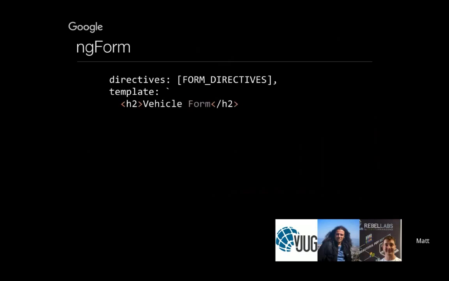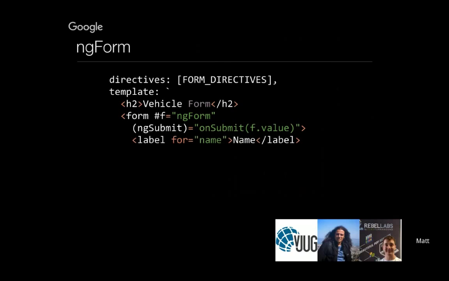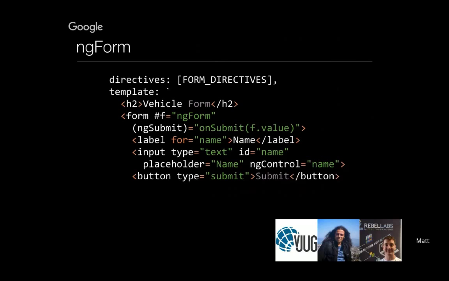An ng form will automatically get attached to any form tag that you have in your view. Really useful, but potentially confusing because it happens behind the scenes. So here's what that looks like. It basically gives you a control group named ng form, and it gives you an ng submit output.